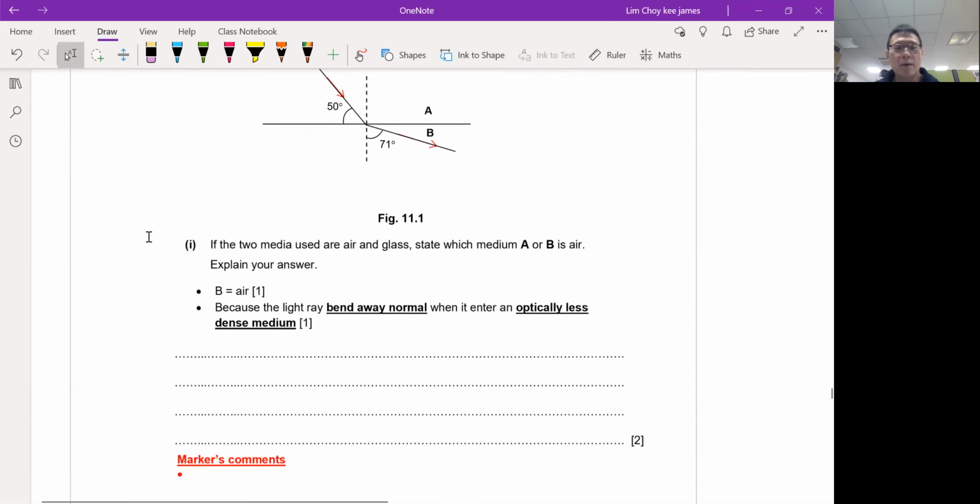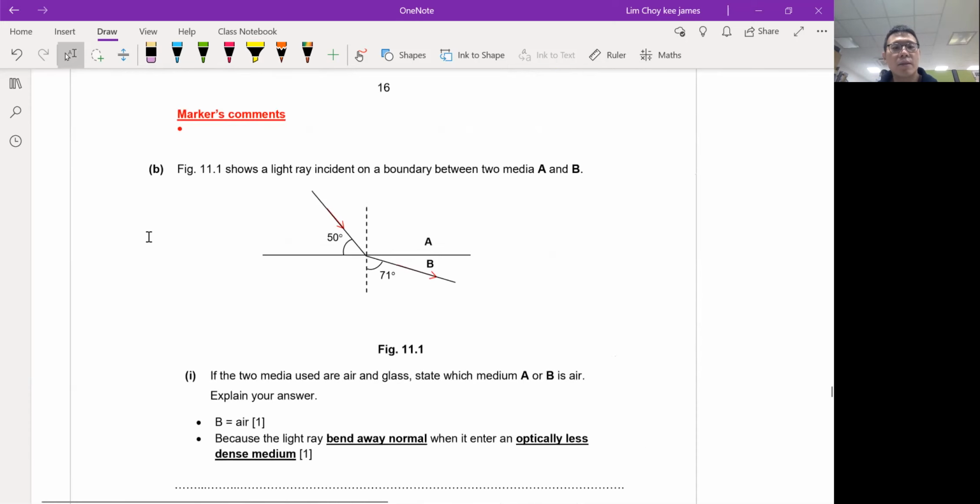Now, question 5, for medium. Take note, the important thing is here. The lens that we are looking at, this is the angle I'm talking about. Light ray angle is always measured from the ray to the normal.